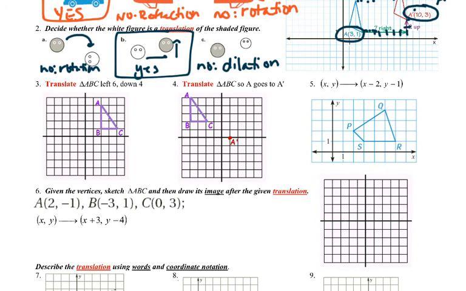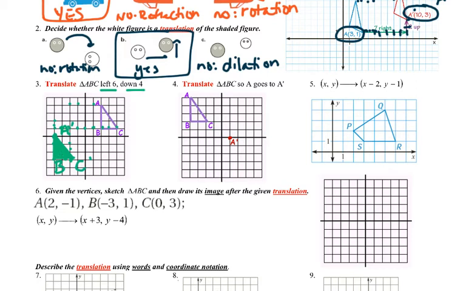Here's some more translations. So it gives me a triangle and it tells me to translate each corner left 6, down 4. So I'm literally just going to take each corner and go 1, 2, 3, 4, 5, 6, 1, 2, 3, 4. Left 6, down 4, and I get the new B. Take the C, 1, 2, 3, 4, 5, 6, 1, 2, 3, 4, and then I get the new C, and take the A, 1, 2, 3, 4, 5, 6, 1, 2, 3, 4, and then I get the new A. And if I connect the dots, there's my new triangle. You have to connect the dots, by the way.